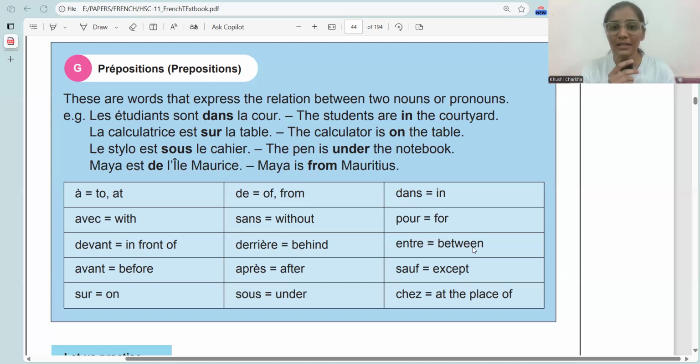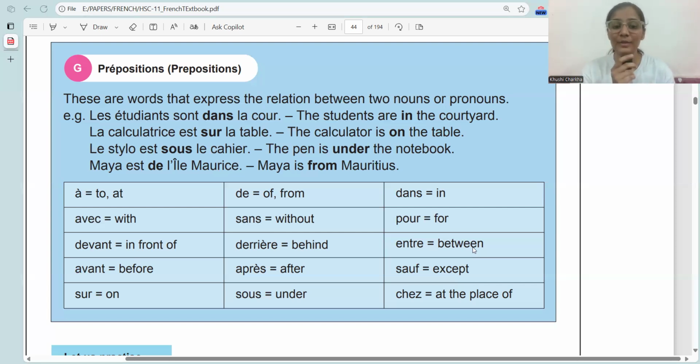We'll repeat this column once again. Dans means in. Pour means for. Entre means between. Sauf means except. And chez means at the place of.